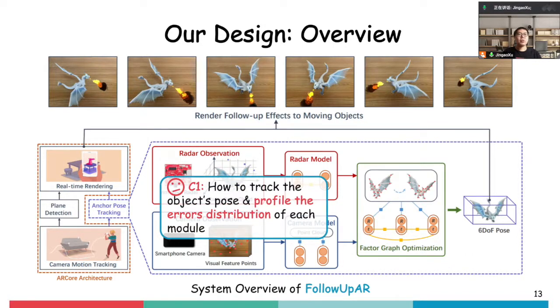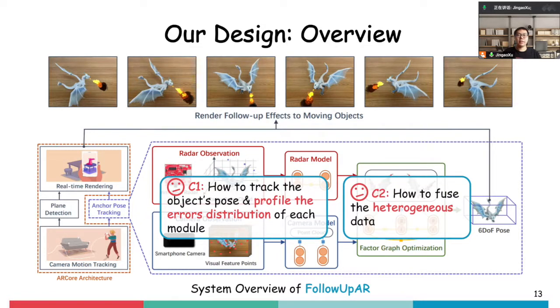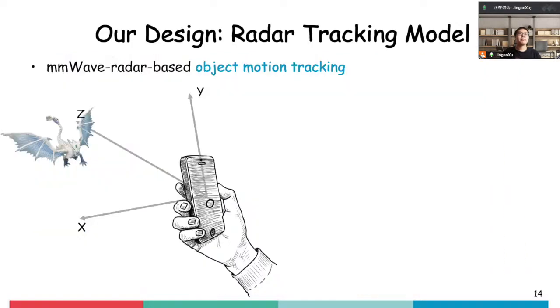First, how to check the object's pose, and more important, we also need to answer where the checking result error comes from and how to profile its distribution. The modeling of the error distribution actually influences the precision bottleneck. And second, how to fuse this heterogeneous state. So in what follows, let's introduce how FollowUpAR overcomes these 2 challenges and realizes pose-checking of objects.